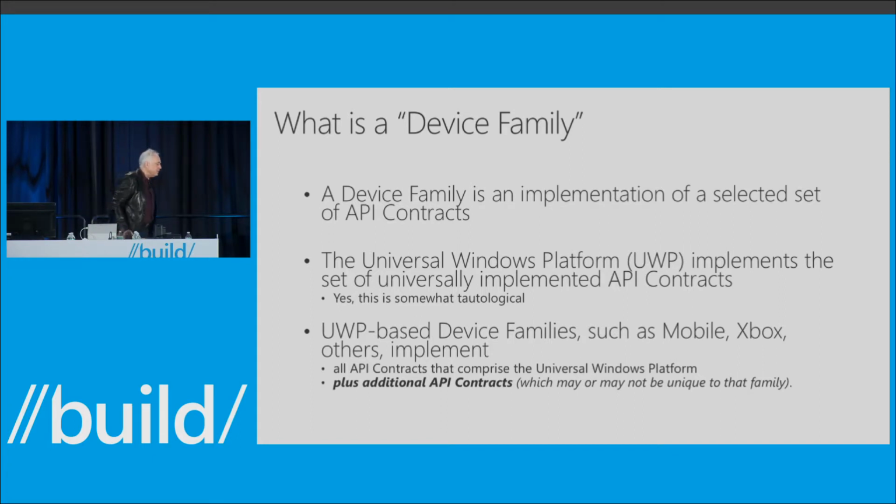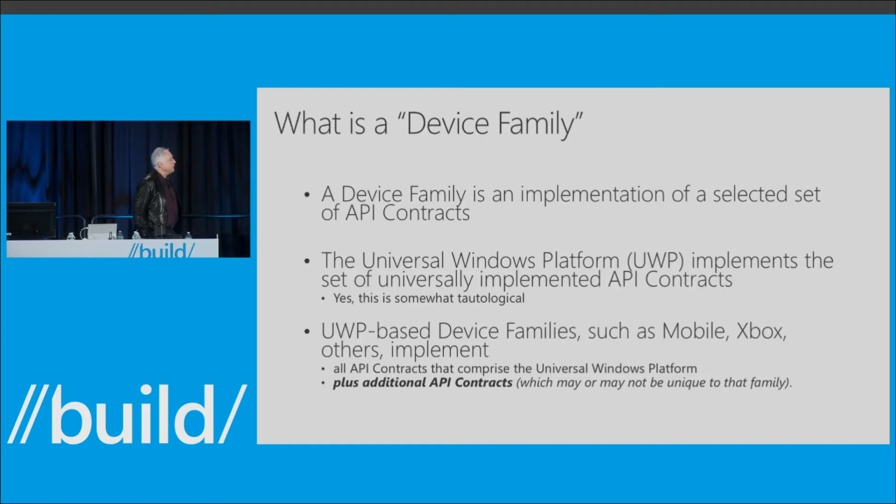So it's best now to define a couple of terms. I'm too type-oriented here. So we call a device family something like mobile or Xbox or an IoT device, like HoloLens maybe. Well, that's not really an IoT device. It's its own kind of thing, really. But what is it from the point of view of this API contracts? It's an implementation of a set of those contracts. We used to call these platforms, which is why the Universal Windows Platform is a device family.